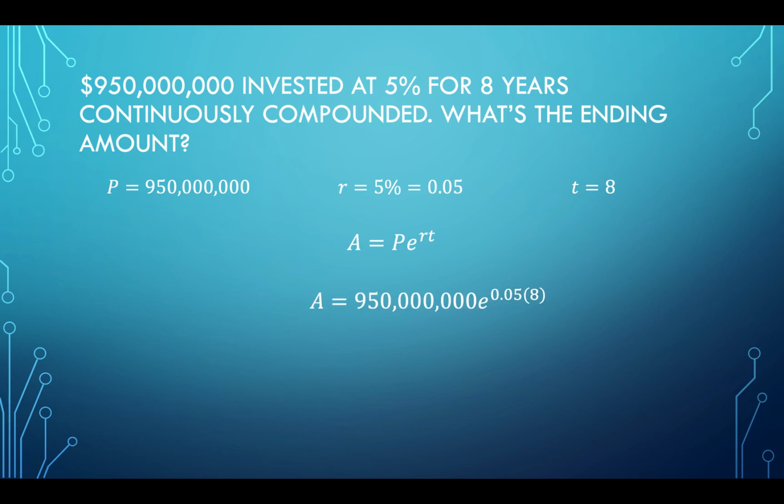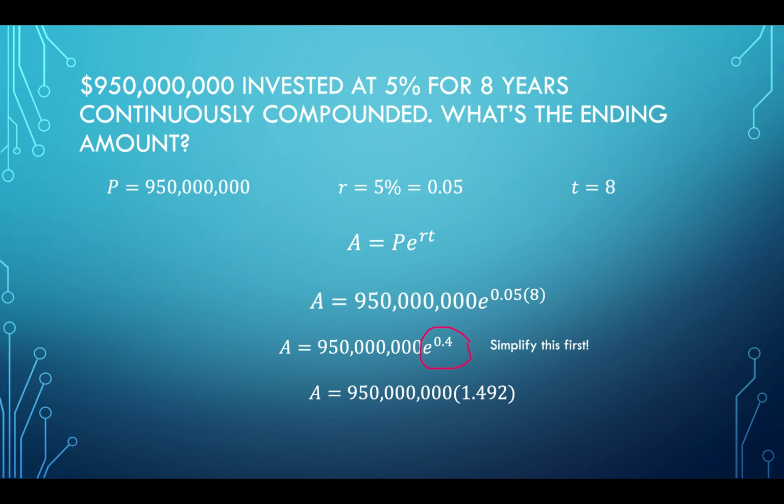So we're using PERT, so we're going to fill in 950 million times e to the 0.05 times 8 power. Simplify 0.05 times 8, and we get 0.4. The first thing I'm going to do is simplify e to the 0.4 power, and I get 1.492. Now I'm going to multiply 1.492 times 950 million, and I get $141,740,000,000. This is our ending amount at the end of 8 years at 5% interest rate.